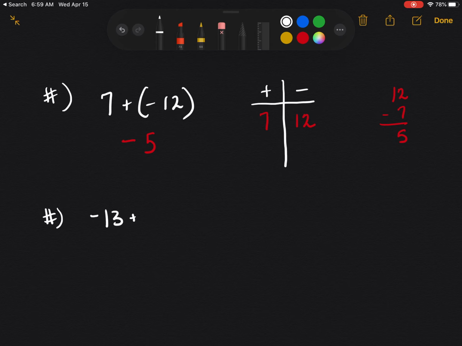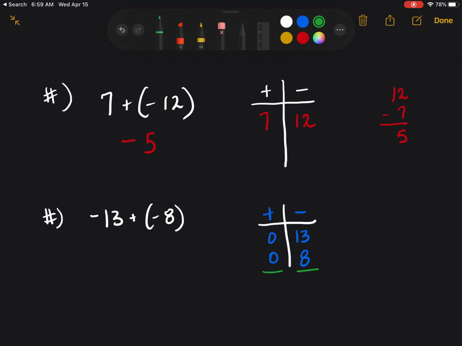Negative 13 plus negative 8. Write down your original problem. Write down your scorecard. Fill in your teams. In this case, the negatives have 13 and the negatives have 8. The positives have 0. Then you've got to go ahead and tally them up in this case. This one has 0, and this one, if you need to do 13 plus 8 over here, whatever you've got to do, 21. Who won? The negatives. By how much? 21. Okay, you seeing how this is done?